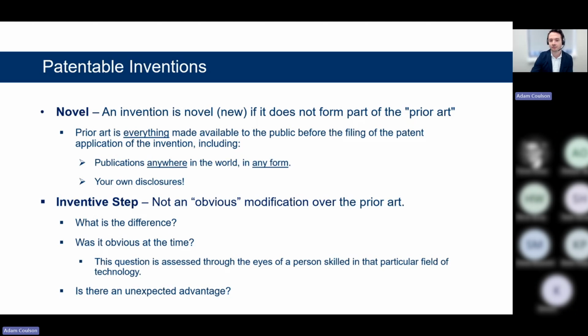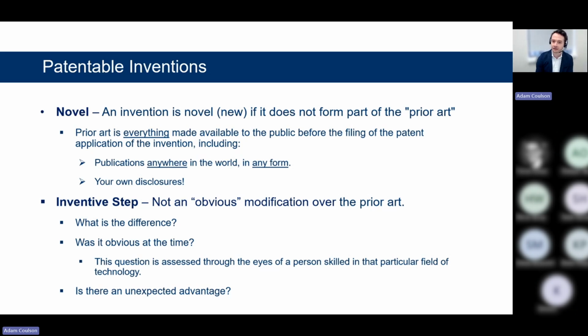And importantly, prior art also includes your own disclosures. It's a common misconception that with prior art, a disclosure made by a patent owner cannot be used against them to invalidate their patent application. This is incorrect. Even your own disclosures made before the filing or priority date of the patent application can be used against the validity of your patent application.